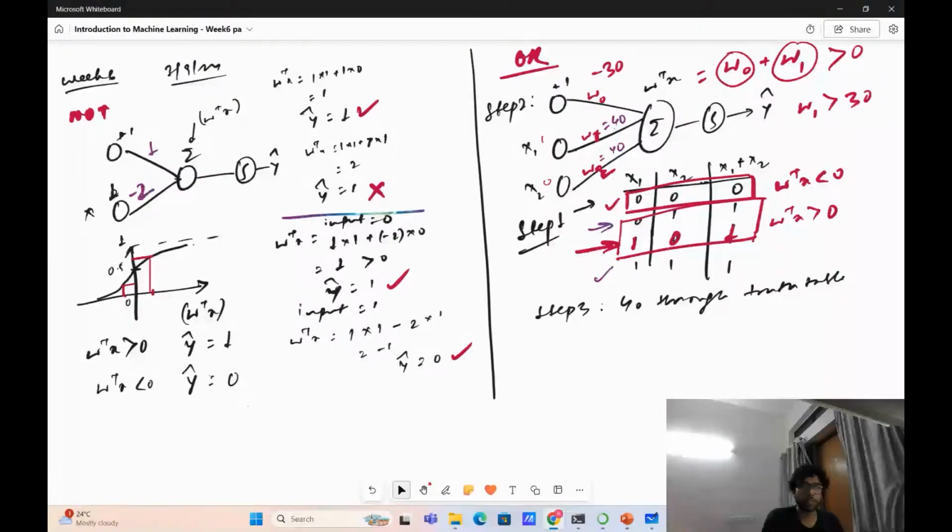Now, is it clear? Can you now construct any logic gate using this method, using the perceptron model? Similarly, you can do it for the AND gate. Can you do it, or is it still not clear?